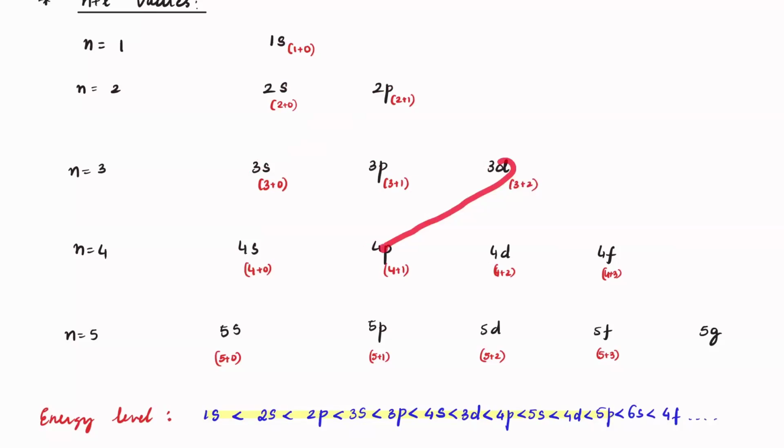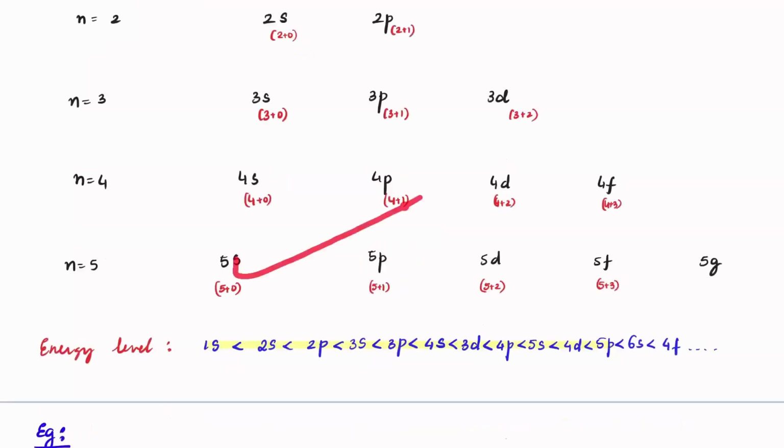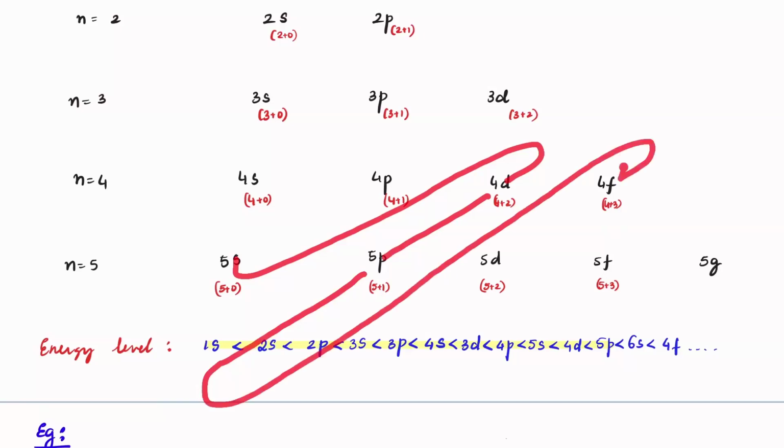From 4p it will go again to 5s. Why? 4 plus 1 is 5, and 5 plus 0 is also 5. But which has the lower n value? 4p has the lower n value. And after 5s, again you'll get to 4d. From 4d, you'll get 5p. From 5p, you'll get 6s. From 6s, you'll go directly to 4f now. 6s is 6 plus 0 and 4f is 4 plus 3, which is 7. And then comes 5d. That will continue here as 6p, and then we have 7s.